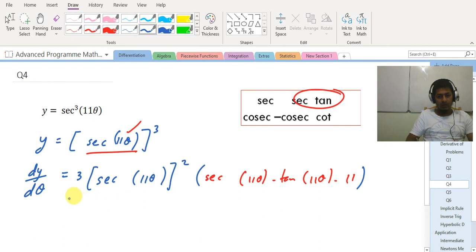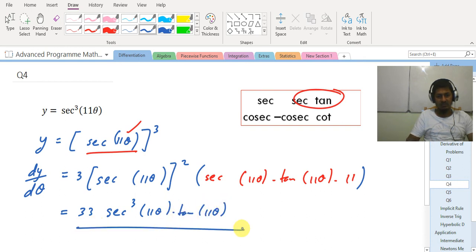And then of course you can simplify. Let me just simplify this. There's too many expressions here, so just simplify this. What we have is, well, 3 times 11, everything is being multiplied by each other, so 3 times 11 is 33. We got sec squared 11θ and sec 11θ, which is sec cubed 11θ times tan of 11θ, and this is a nice answer. Let us move on to question 5.